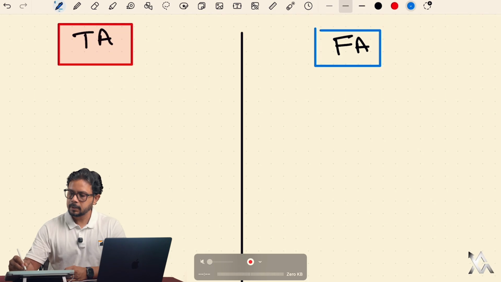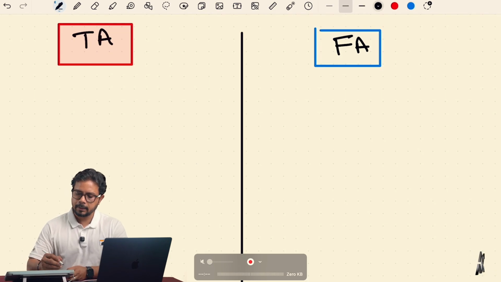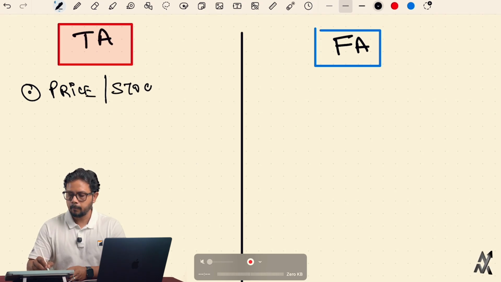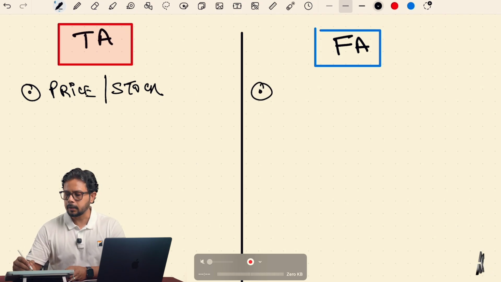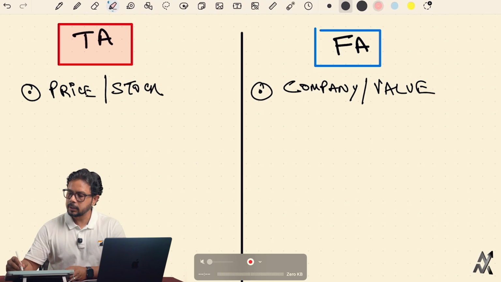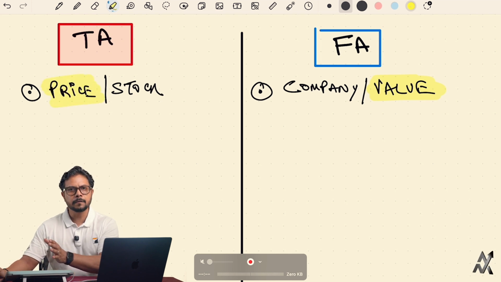Okay. Now, first and foremost, in terms of technical analysis, your main input, the main data, is the price of the stock. On the other hand, when it comes to fundamental analysis, the main key data that you look at is that of the company. That means you try to figure out the value. The main difference over here is that one is trying to figure out the value, and someone is trying to figure out the correct price. Let's start from the right hand side.